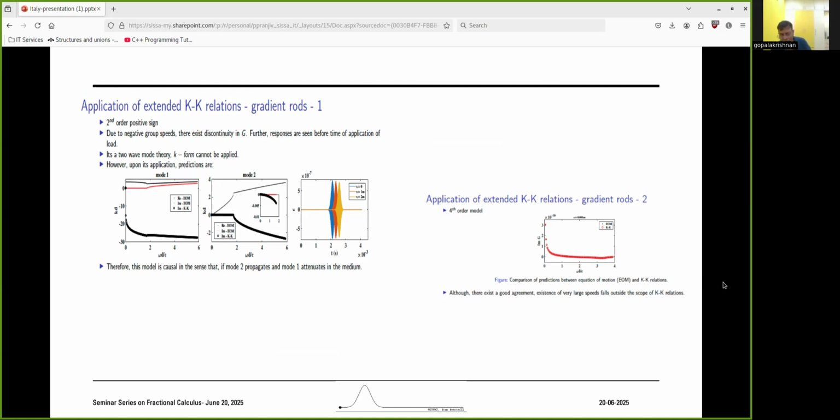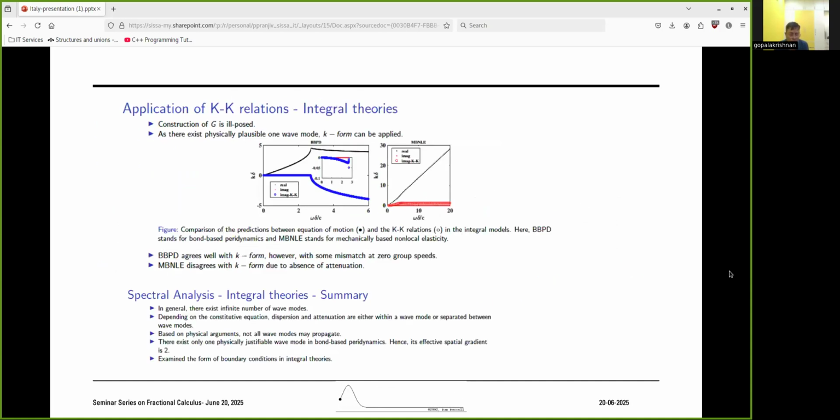We again applied this to the fourth order strain gradient model, and it is very stable, because whatever we fed in as the real part, we got the imaginary part, and when we compared it with the equation of motion solution, it matches very well. Next, please.